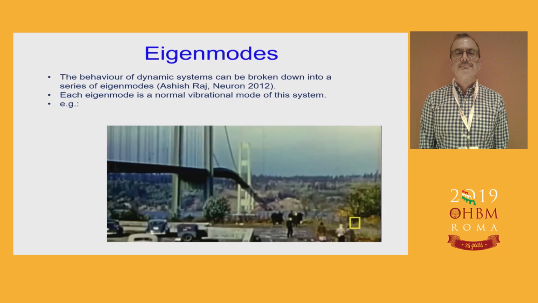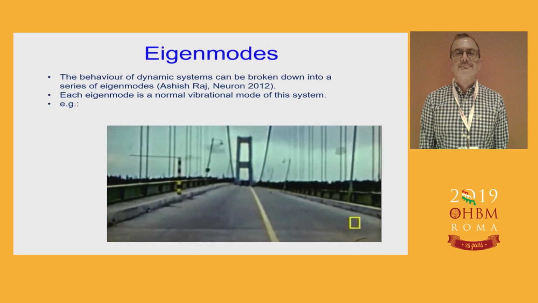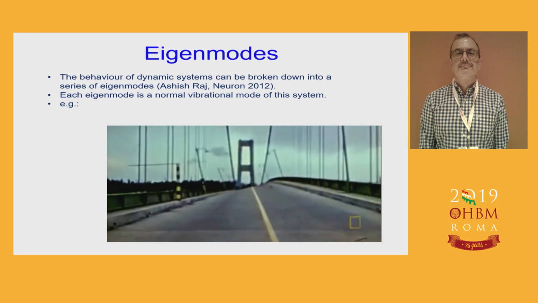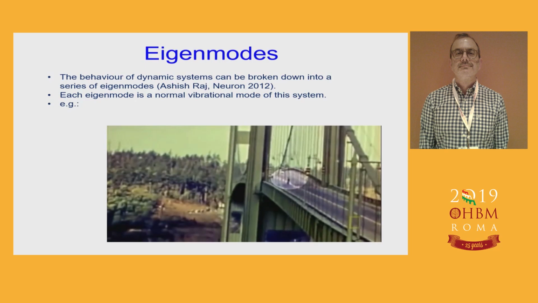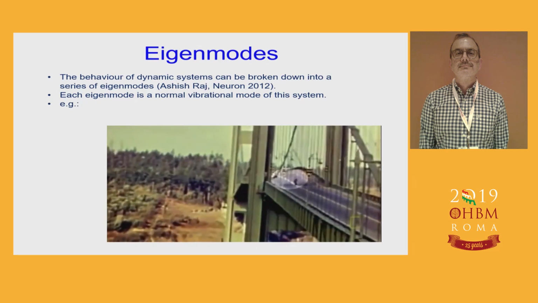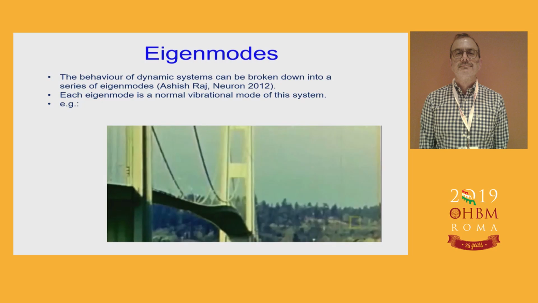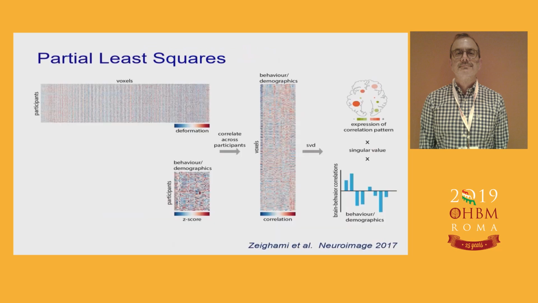So the other thing we were interested in looking at is eigenmodes based on the work of Ashish Raj. And the idea here is that the structure itself determines the pattern of its destruction. The modes of destruction are embedded in the physical properties of the structure. And so he suggested this and tested it for Alzheimer's disease. So we did the same thing for Parkinson's disease.